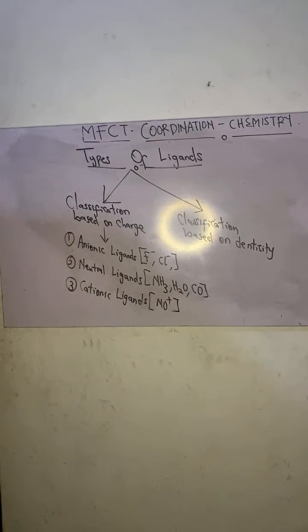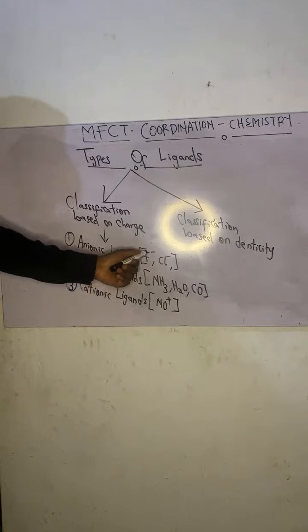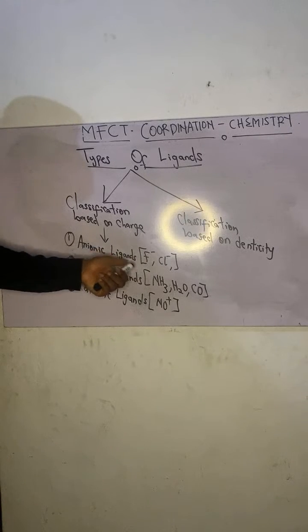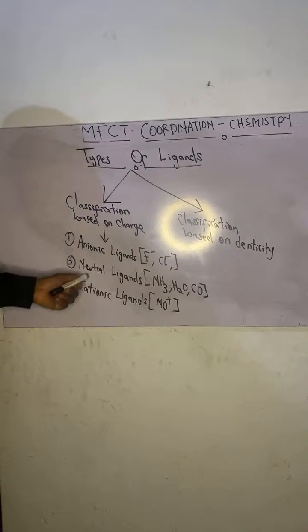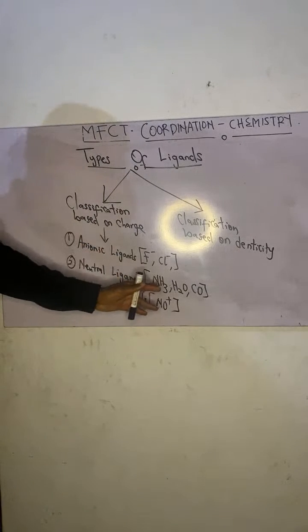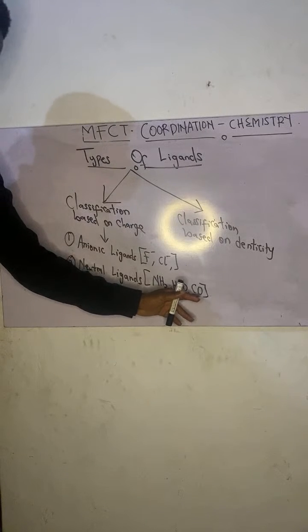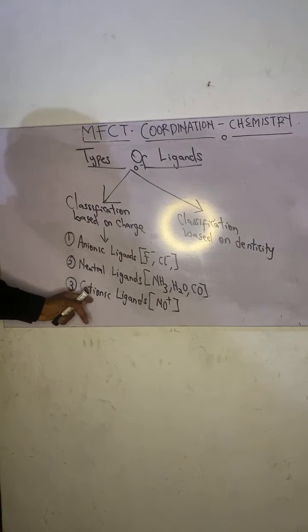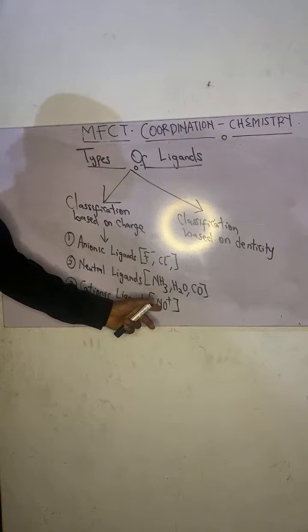So this is a classification of ligands based on charge. Anionic ligands are the ligands that are negatively charged. Neutral ligands are the ligands that don't have any charge, and examples are NH3, H2O, CO. And the last one is cationic ligands. Examples are NO+.